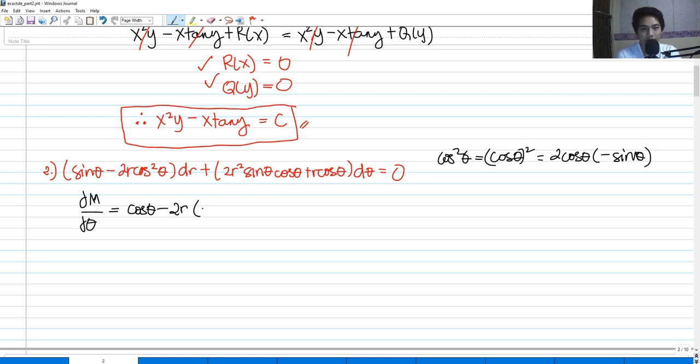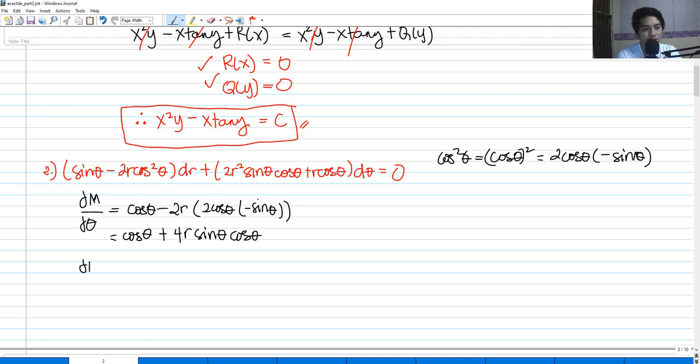So we have 2 cosine of theta multiplied by negative sine theta. Simplifying, we have cosine of theta minus, negative times this negative would be positive. So we have 2 times 2 would be 4r sine theta cosine theta.